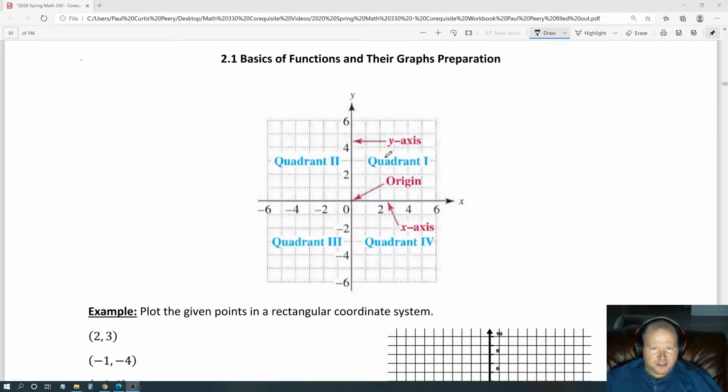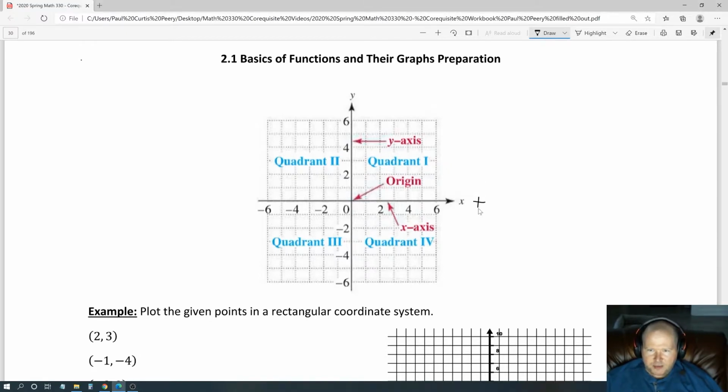Okay, so first we have the rectangular coordinate system, also called the Cartesian coordinate system. Over here in the upper right corner, this is quadrant number 1, and then in a counterclockwise direction we go from quadrant 1, 2, 3, and 4.